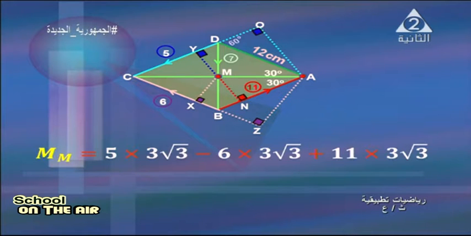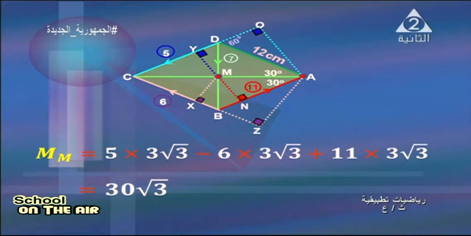Moment about M, the intersection of its diagonals. How many forces? 5, 6, 11. 5 and 11 are anti-clockwise, but 6 is clockwise. Then we deduce that the moment about the intersection of its diagonals is 30 root 3. Remember, my dear student, this example is very important.